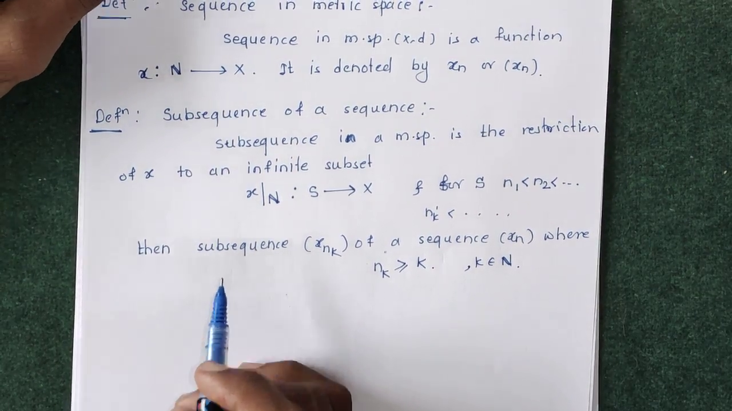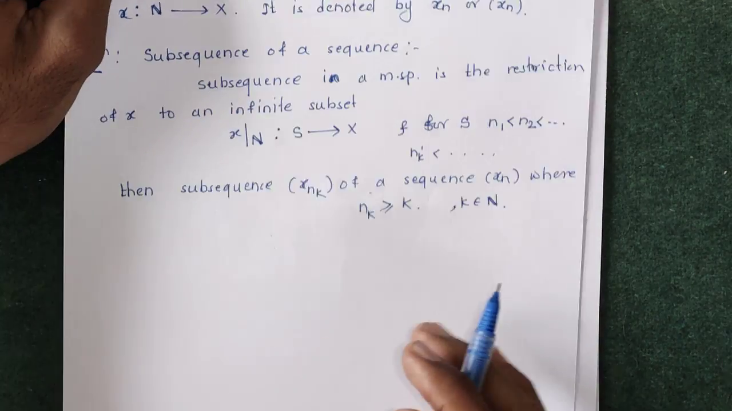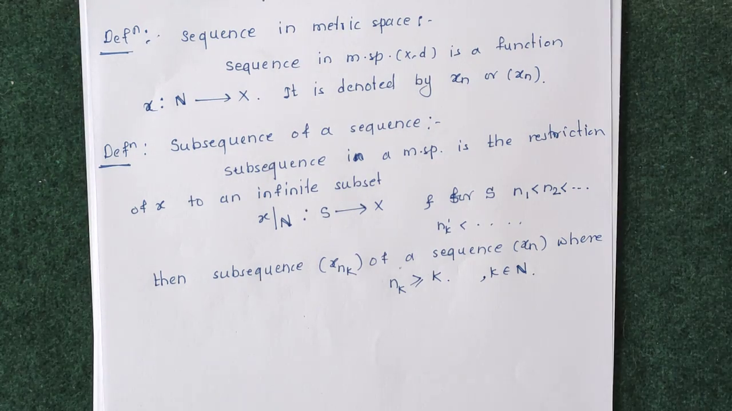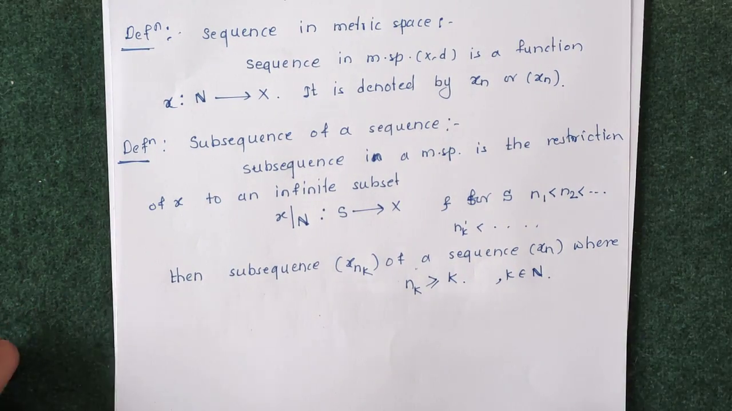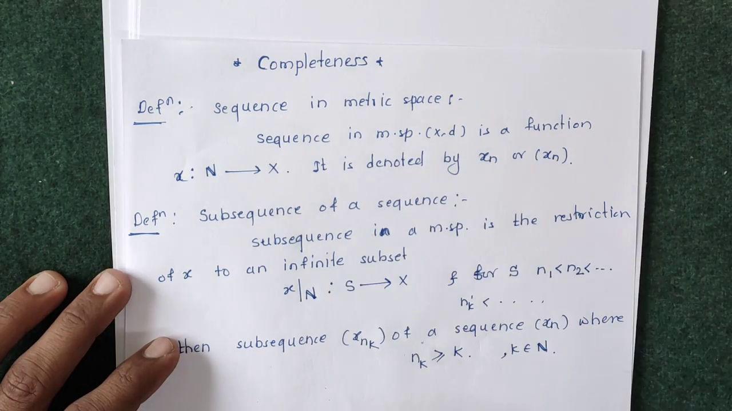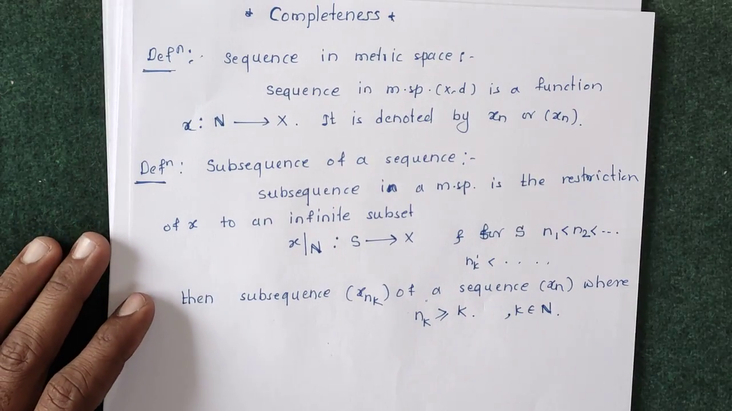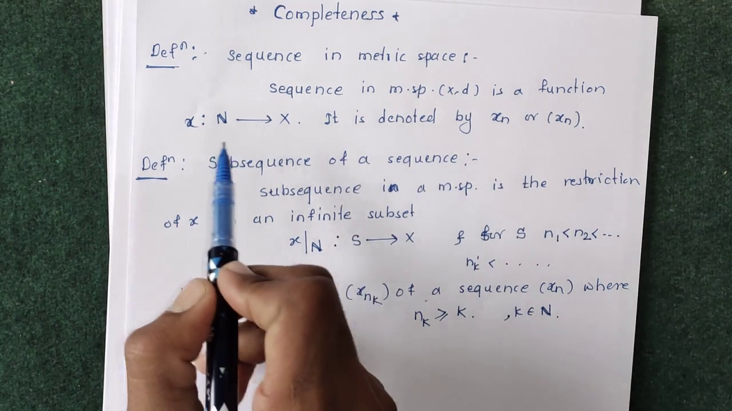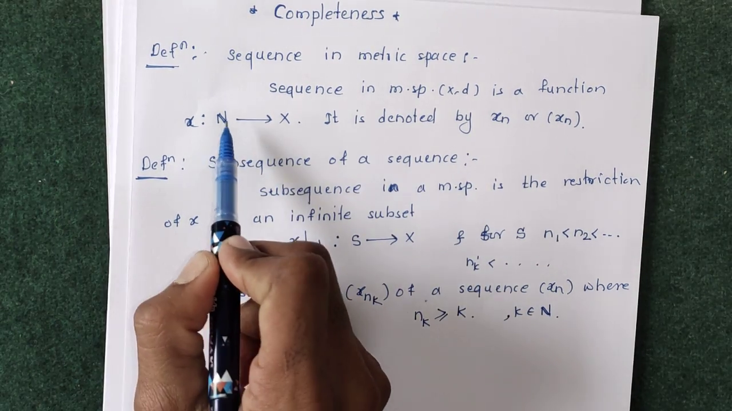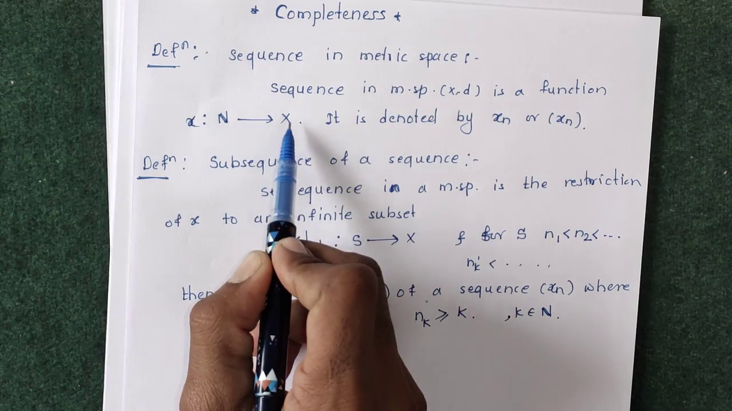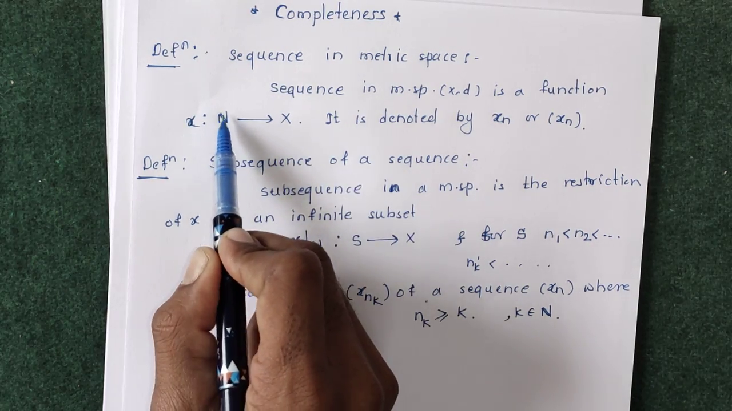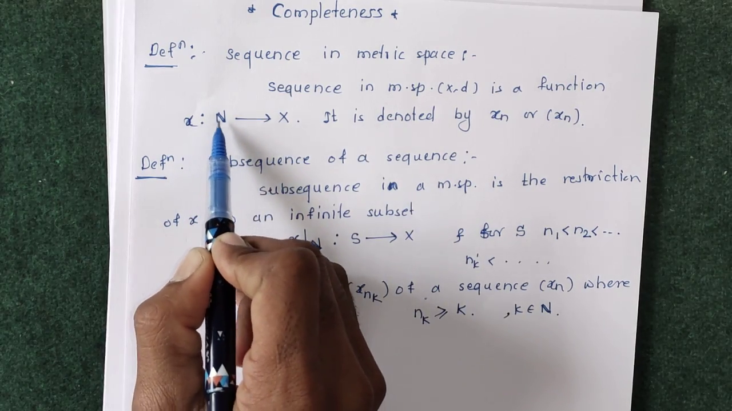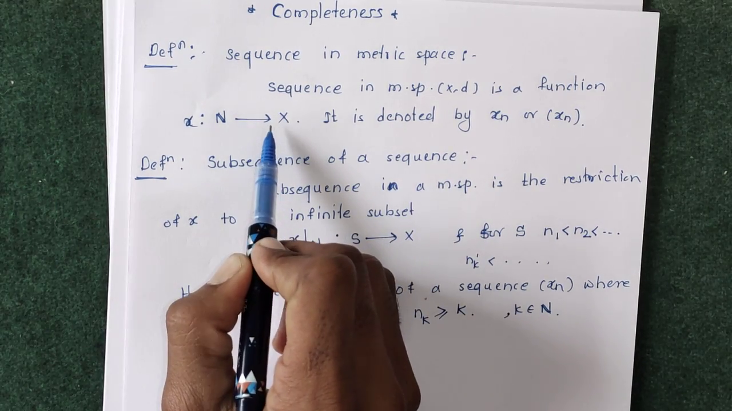Sequence in general means just a definite order of some elements. If we arrange the elements of any set in some definite order or according to some definite rule, then we call that a sequence. So clearly a sequence in metric space is just a function. Function means a rule that assigns every element of the domain to some element of the codomain. Here the domain is the set of natural numbers, and the codomain is some metric space.